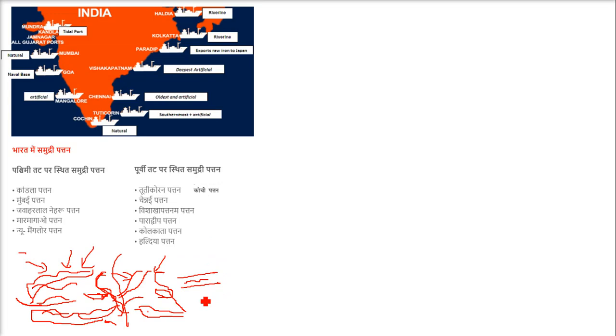Those ports which employ rivers, like Kolkata and Haldia, are using the Hooghly river, and this river has to be quite deep, because on shallow water the big ships cannot move. So ports like this are known as riverine ports.